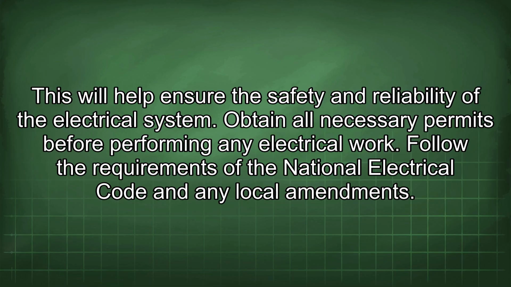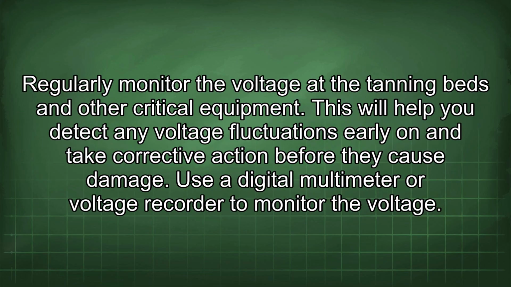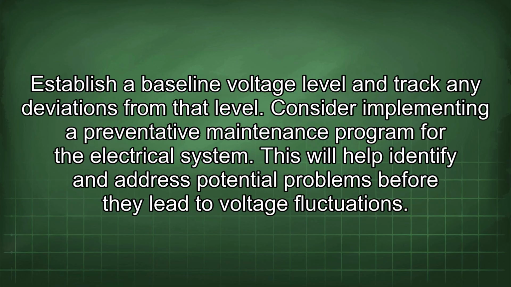Obtain all necessary permits before performing any electrical work. Follow the requirements of the National Electrical Code and any local amendments. Regularly monitor the voltage at the tanning beds and other critical equipment. This will help you detect any voltage fluctuations early on and take corrective action before they cause damage. Use a digital multimeter or voltage recorder to monitor the voltage. Establish a baseline voltage level and track any deviations from that level.